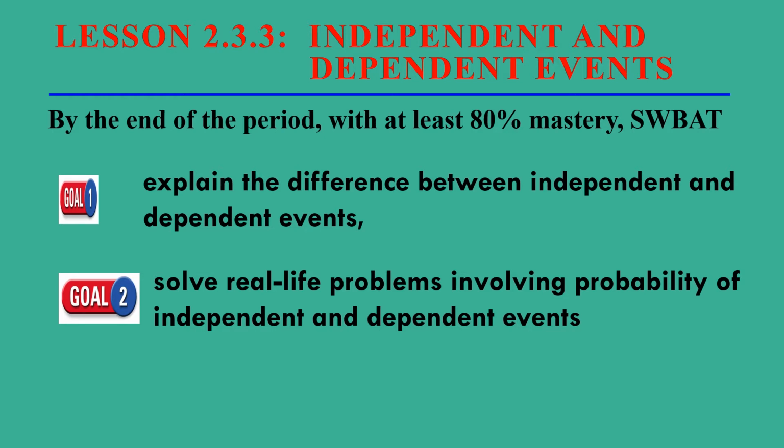By the end of the period, with at least 80% mastery, students will be able to explain the difference between independent and dependent events, and solve real-life problems involving probability of independent and dependent events.